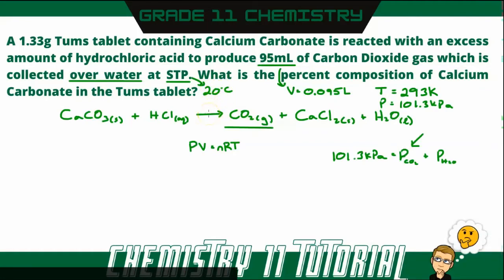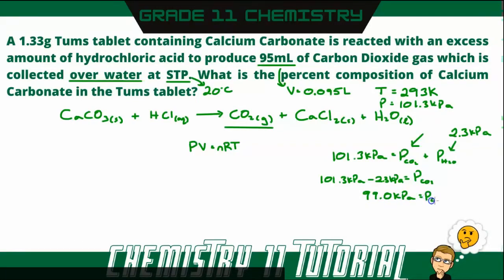Now this is usually in a table. It's probably listed as a table in your chemistry textbook, or you can look this up online as well. So when you look this up, you're going to see that that pressure at 20 degrees is about 2.3 kilopascals. So now we can solve for the pressure of that carbon dioxide gas as 101.3 kilopascals, subtract 2.3 kilopascals, and we get a pressure of 99.0 kilopascals. So there's our pressure.